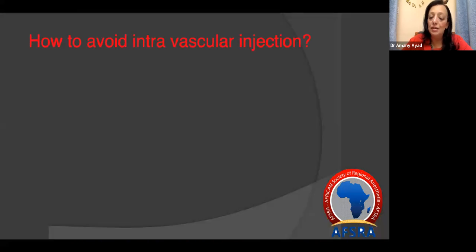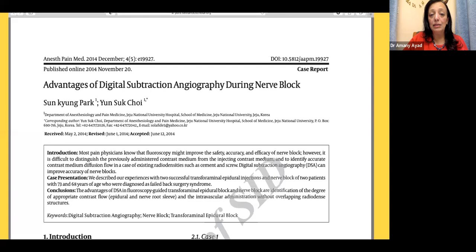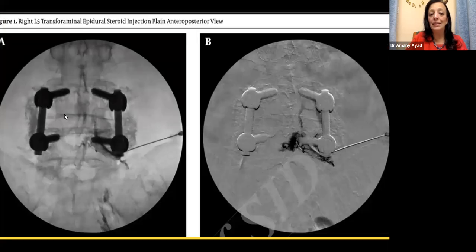How to avoid the intravascular injection? The easiest is suction, but it doesn't work all the time because it might be a very small, low pressure vessel. But using the imaging aid is very important. As we mentioned before, the ultrasound, and the C-arm has the digital subtraction technology that I advise you to use. In digital subtraction technology, we subtract the bones from the image.